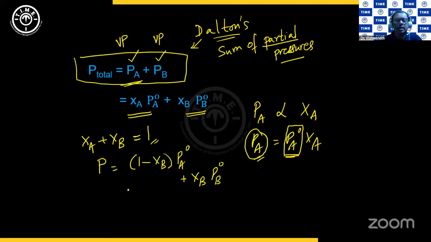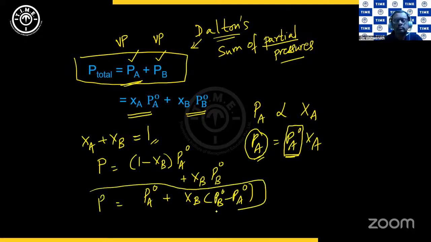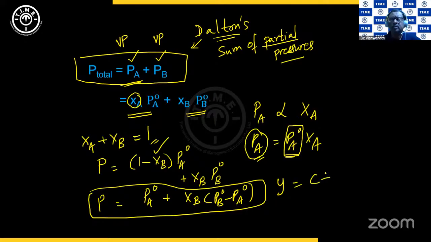Clear? So I can take this as PA naught plus XB into PB naught minus PA naught. So we can take this equation by removing this XA, replacing it with 1 minus XB, and then simplifying that part and getting an equation of this kind, which is very similar to a y is equal to mx type of relationship. If this P is plotted on the y-axis and this XB is plotted on the x-axis.